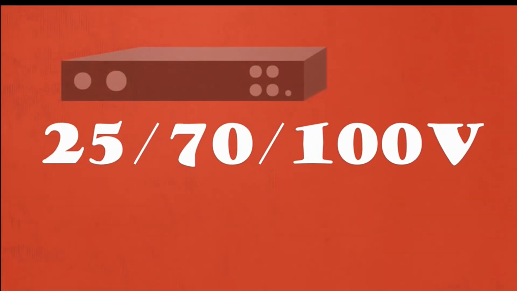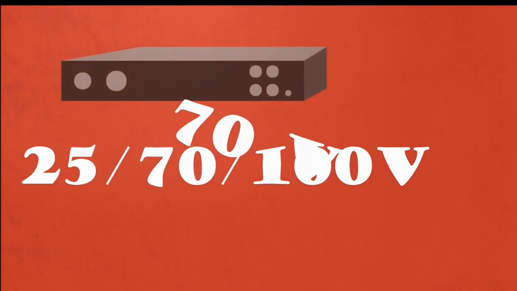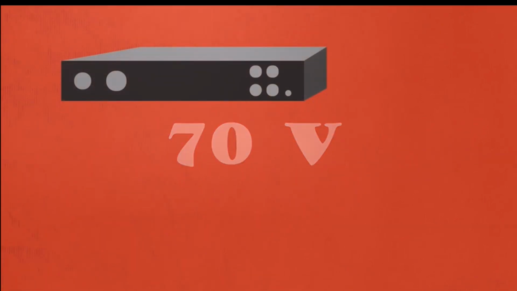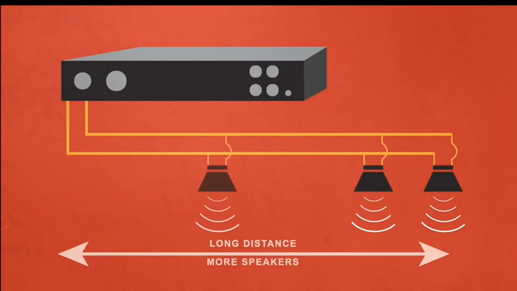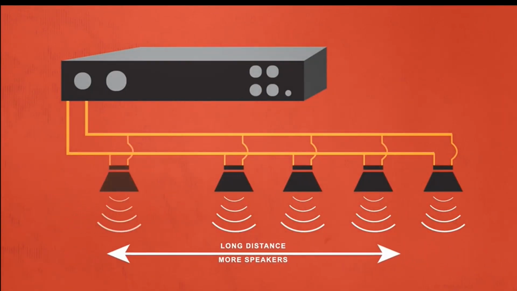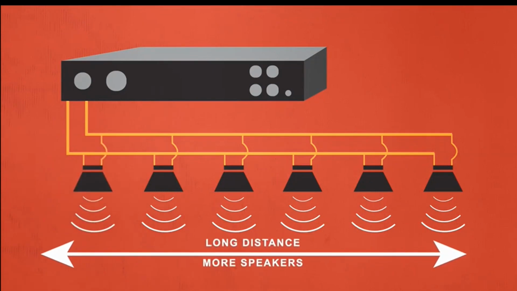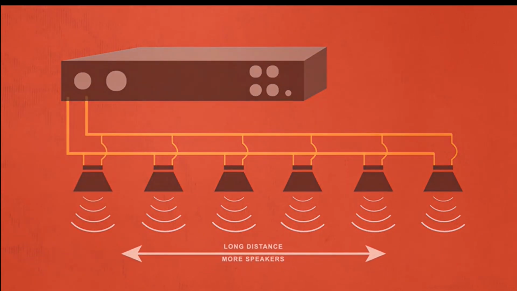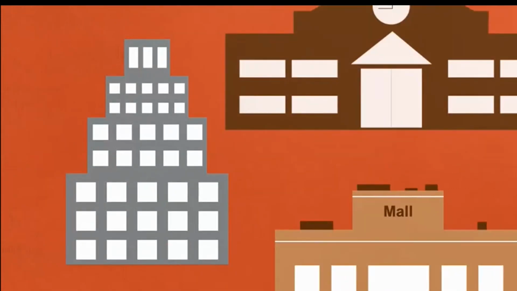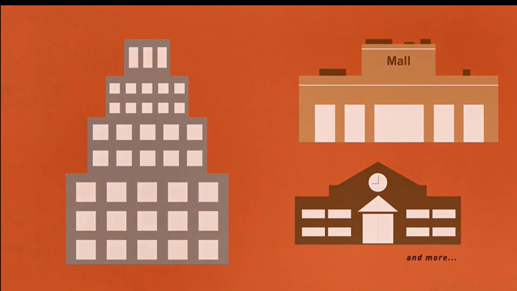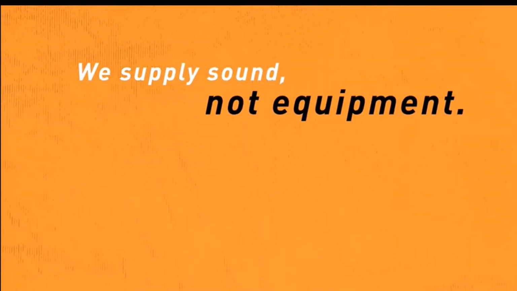High impedance is typically 25, 70, or 100 volts, and is often referred to as 70 volt. High impedance is ideal for longer cable runs with more speakers per line. Speakers are low-powered with adjustable power taps. It has high impedance outputs with fewer amplifiers required. High impedance sound systems are ideal for public address in corporate, commercial, industrial, retail, or educational applications. We supply sound, not equipment.